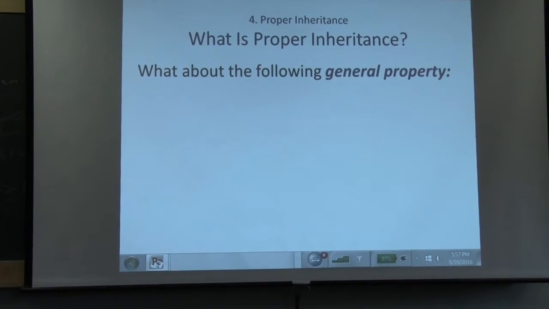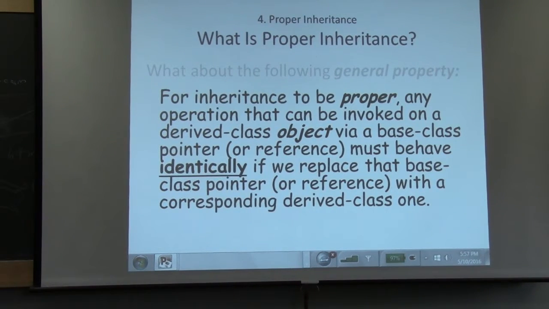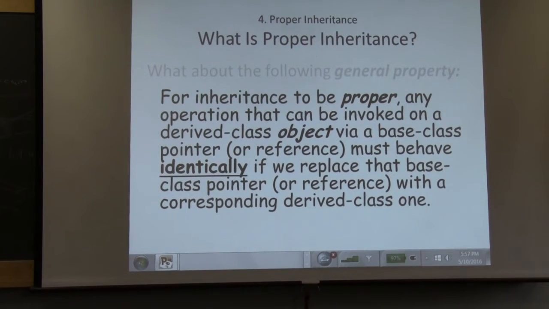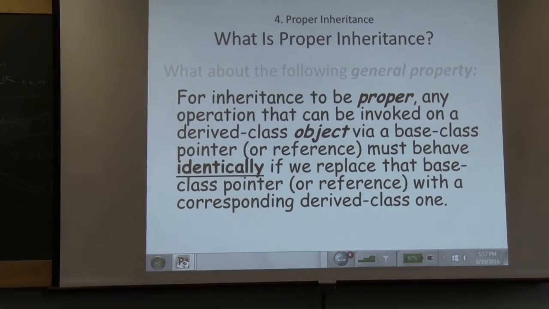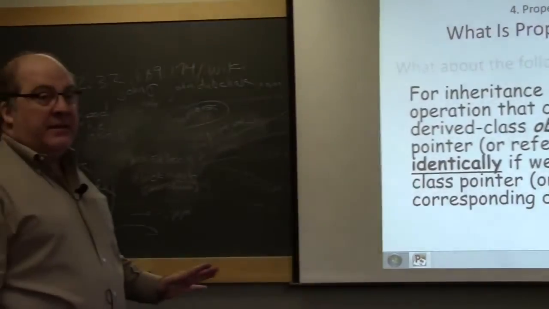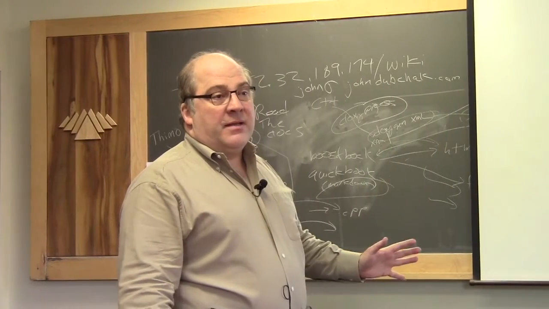All right. So what about the following general property? This is going to require, again, this is the second session, so this hurts your head more than the first session. For inheritance to be proper, any operation that can be invoked on a derived class object via a base class pointer or reference must behave identically if we replace that base class pointer or reference with a corresponding derived class one. Now, when you first read this, if you're not really careful, you might say, no, that doesn't sound right. Does anybody feel like it doesn't sound right? I'm not convinced. Is anybody not convinced? Oh, you guys, come on.